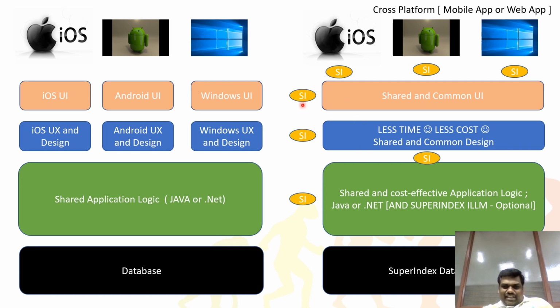And see, there is one more thing. I put SI here. What does that mean? SuperIndex database has one important feature. We don't want to go through multiple tiers to reach the database. Anywhere you can call the database just like JSON. So that concept we have.